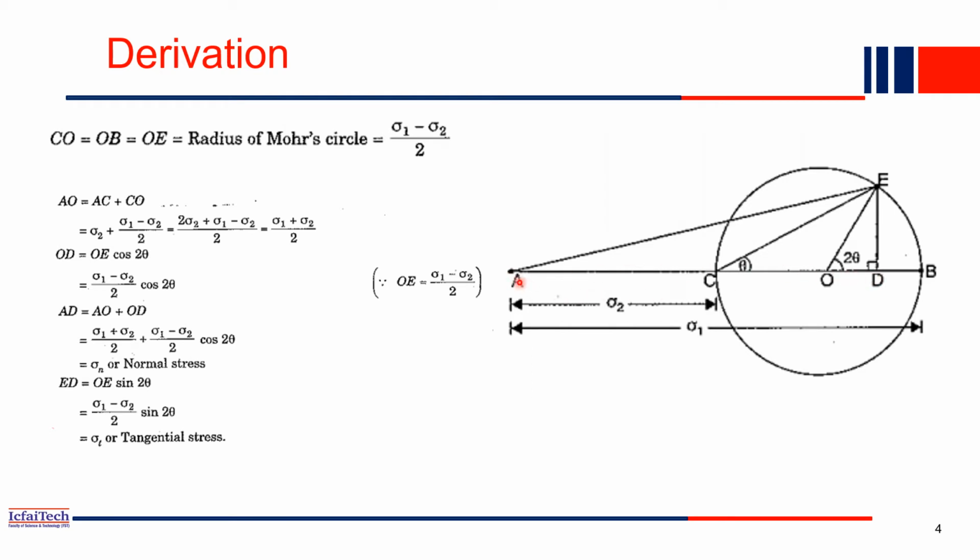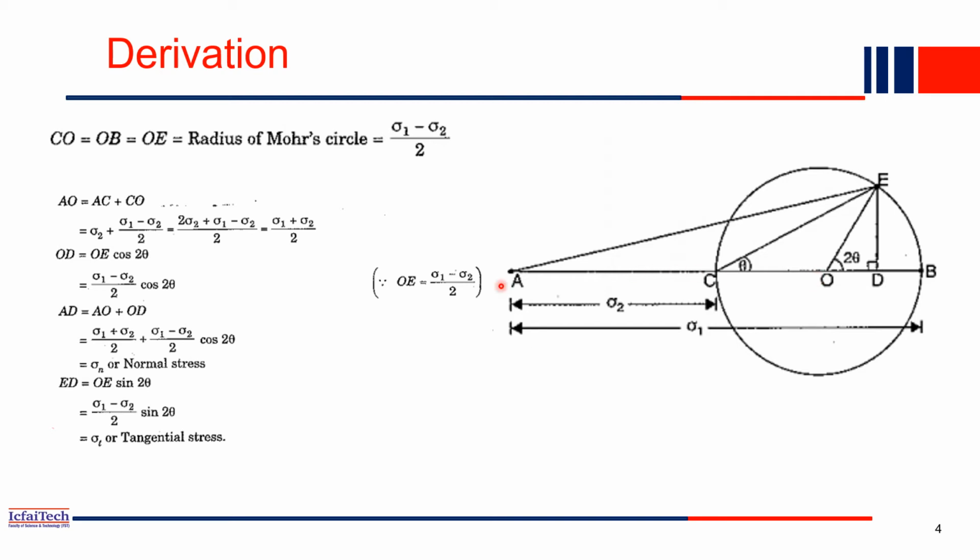AD, we already discussed, will be the normal stress on that oblique plane. So how do we calculate the value of AD? This is our first derivation. CO is this portion, the radius of the Mohr circle, equal to OB. OB, meaning O to B, is obviously the radius of the Mohr circle, and so is OE. All are radius. The radius of the Mohr circle we have already computed: (sigma 1 minus sigma 2) by 2.